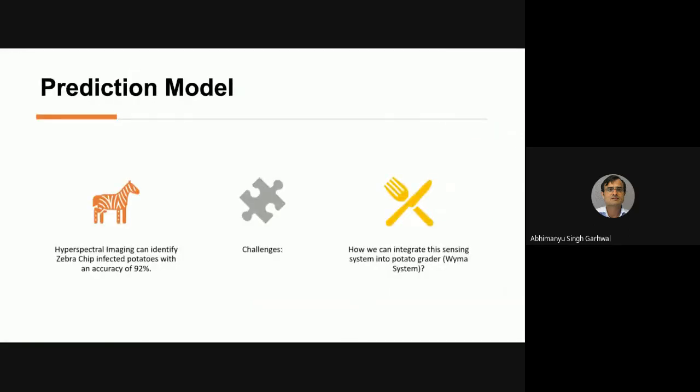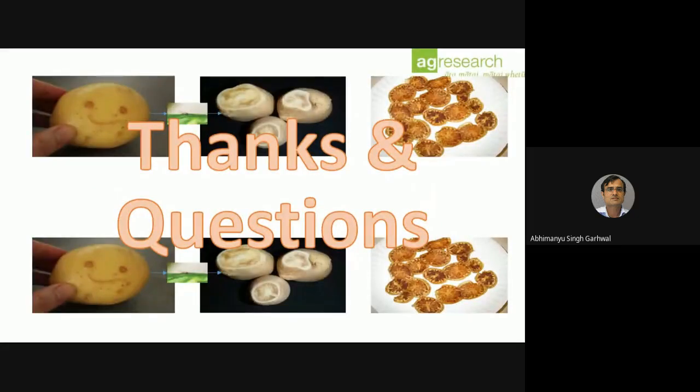Now the prediction model. With the hyperspectral imaging trial that we did, we can identify zebra chip infected potatoes with 92% accuracy. And now, how can we integrate this sensing system into the Vyama system that we are developing?